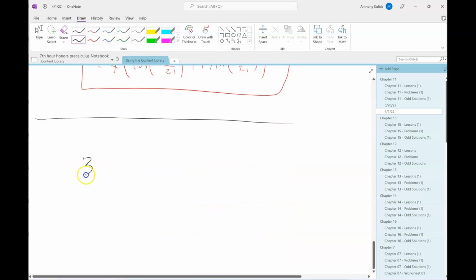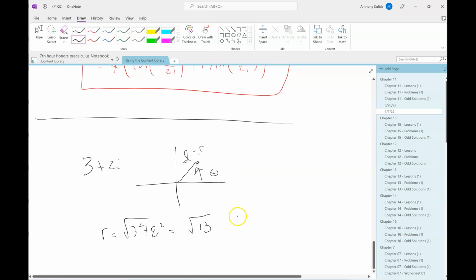You know, like 3 plus 2i is like here. So this length is the r. Oh, okay. So the r is going to be the square root of 3 squared plus 2 squared, so square root 13. And this is the theta. So theta is going to equal alpha, which is just, in this case, the tan inverse of the absolute value of 2 over 3. Yeah, that's my bad. It's okay.